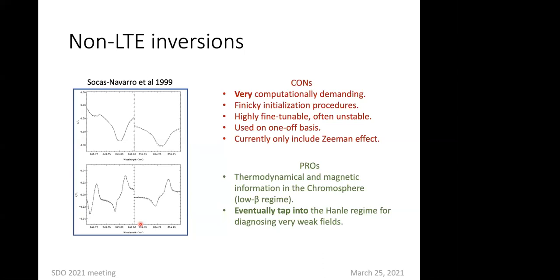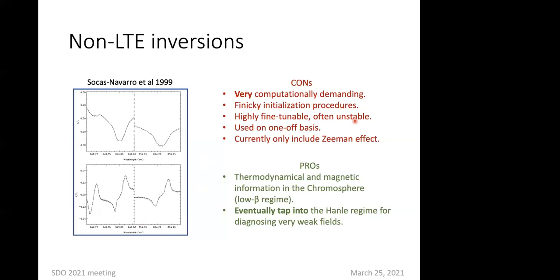The traditional way we do the inverse problem adds yet another layer of iterations to this already complex forward modeling, and it makes it computationally prohibitive. So one has to make a series of approximations to render the chromospheric inversion tractable. Even with these approximations, non-LTE inversions are still very computationally demanding. They typically have finicky initialization procedures. They're highly fine-tunable, often unstable. And one of the approximations that is always made is that the polarization is only due to the Zeeman effect. So no considerations to scattering polarization and the Hanle effects are made.